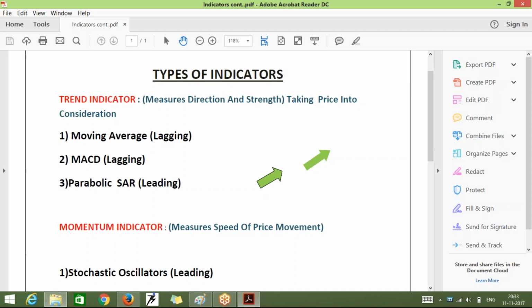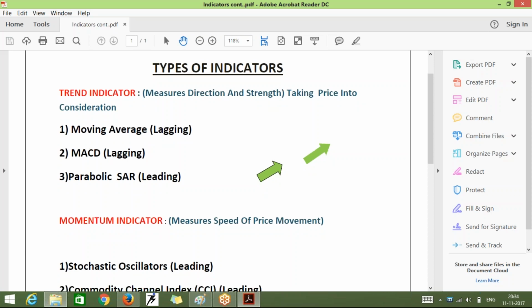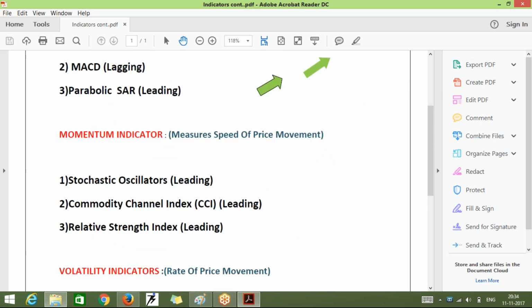So moving average, MACD, and parabolic SAR, which is stop and reverse, come under trend indicator. As you can see, it's mentioned that moving average is a lagging indicator, MACD is lagging, and parabolic is a leading indicator. The next is momentum indicator. What is the role of a momentum indicator? It measures the speed of price movement. The first one gives the direction, and the momentum indicator measures the speed.